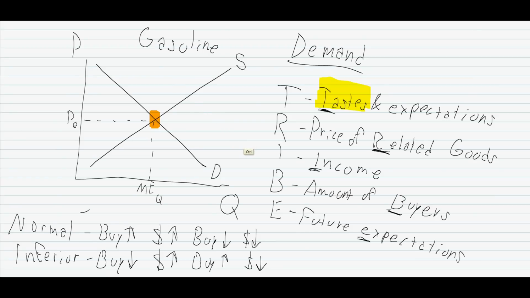But if somebody says the price of gasoline is going to decrease really soon, you're not going to want to buy the gas now, at the higher price, so you're going to wait, so the demand will decrease. There's going to be less demand right now, because in the future, the price is going to be lower, and you're going to want to buy in the future.